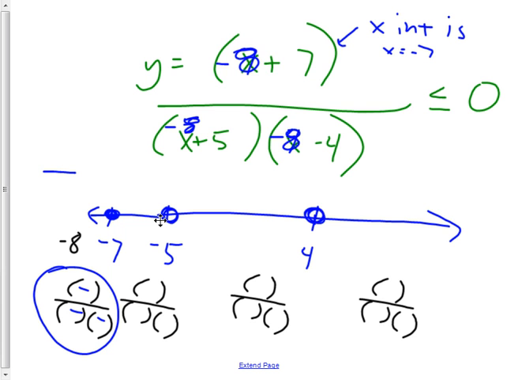If I stick in something that's between -7 and -5, that would be -6. So if I stick in -6 right here, the top becomes positive. -6 right here, the bottom left is negative. -6 right here, negative. A positive over two negatives makes the two negatives cancel, turns into a positive. Positive. Negative, positive. How about this one? Do you think they are? Negative, negative? Positive, positive?